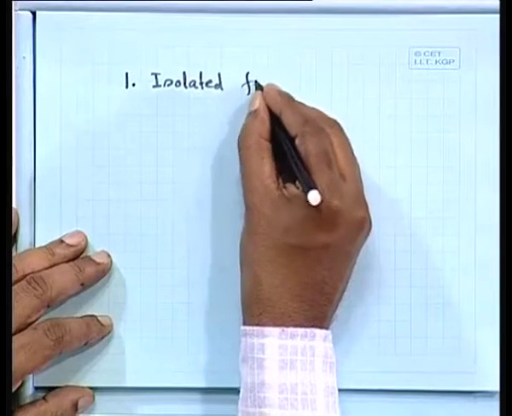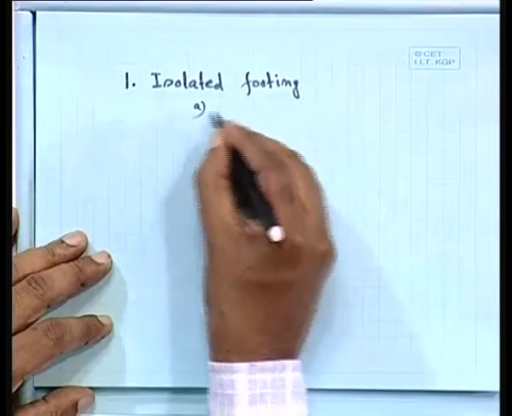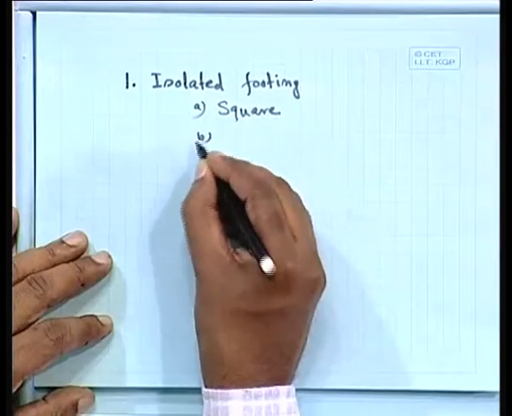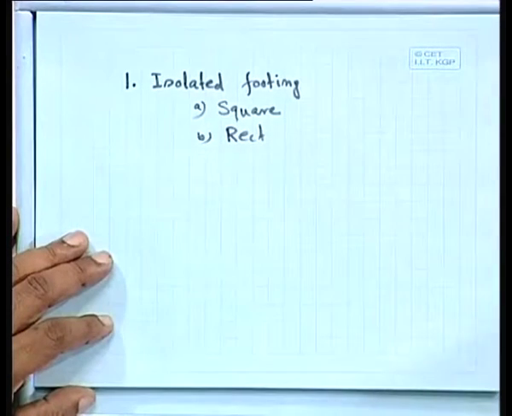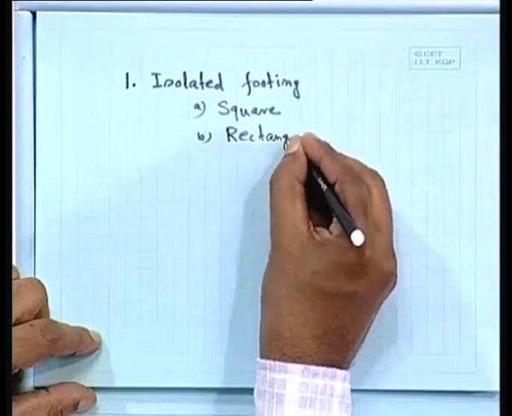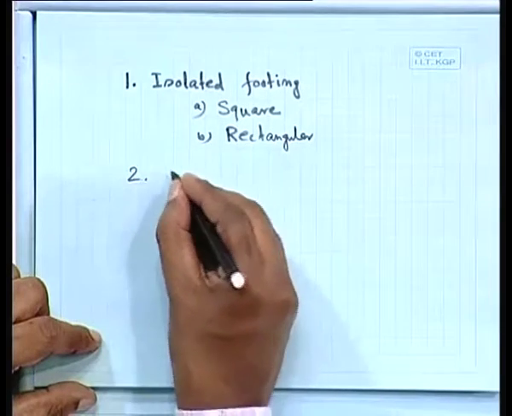So, isolated footing, it may be square, it may be rectangular, then we can have combined footing.